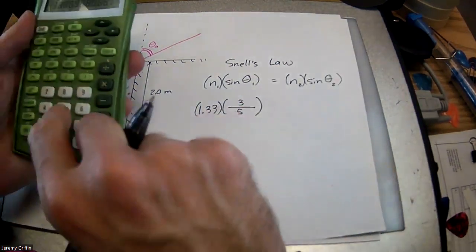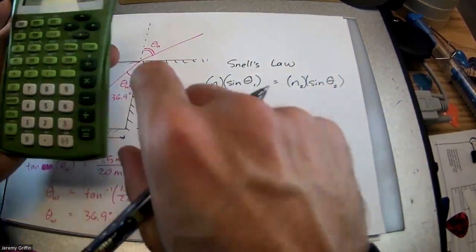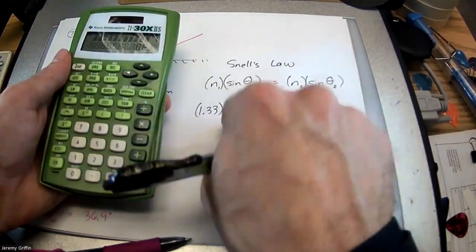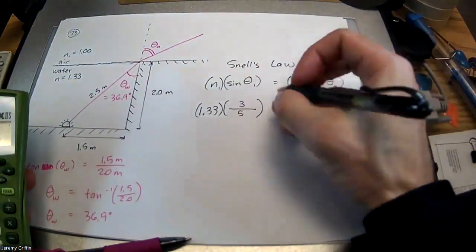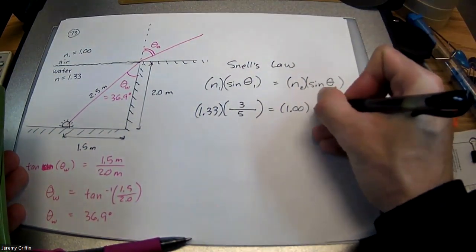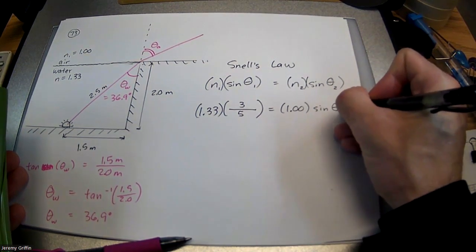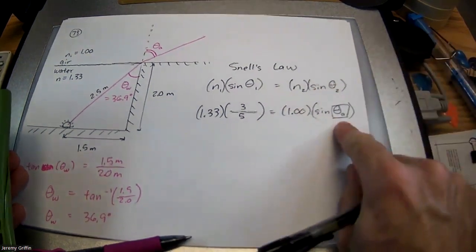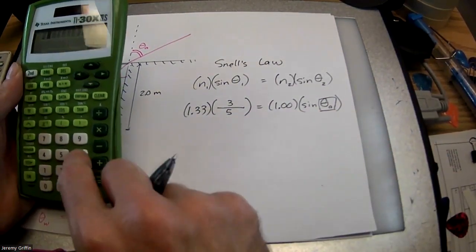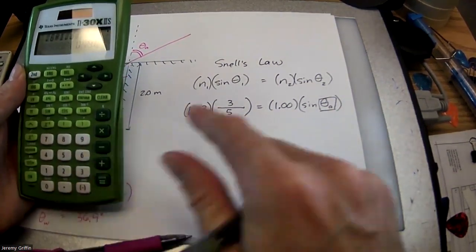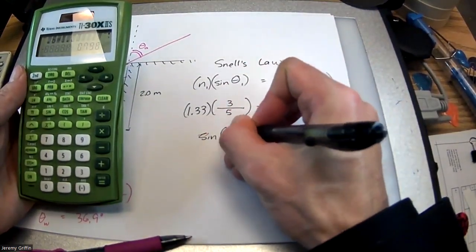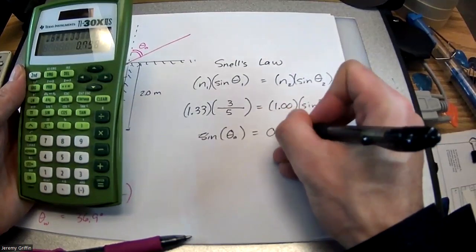Here, let me show that to you guys. What is sine of that angle that we just got? 0.6, which is exactly that fraction right there. On the side of air, the index of refraction is 1.0, and then sine of theta on the side of air, that's what we're trying to get. So what is that times that? Let me swap both sides. So sine of what we're trying to solve for is 0.798.